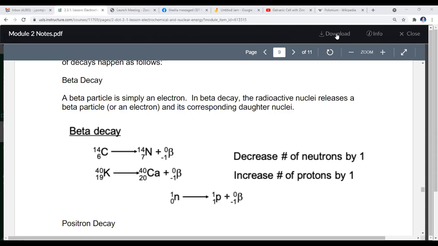One last try. The neutron will be transformed into proton. That is why the neutron decreased and the protons increased.